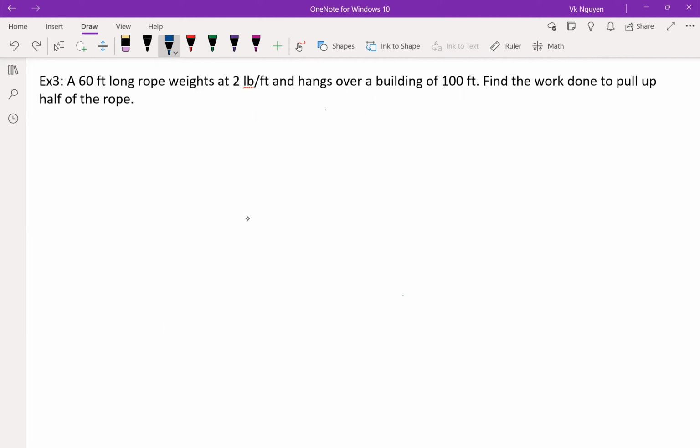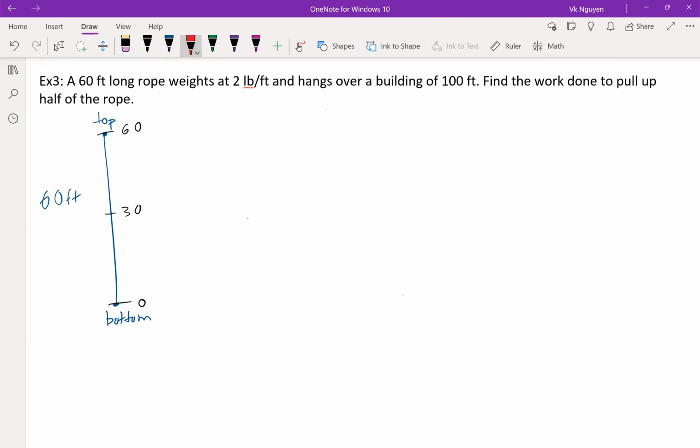Okay, let's take a look at the rope here. It's the top, and this would be the bottom. We know it's 60 feet long. We don't care about the ground because we're going to focus on the rope here. On the bottom of the rope, I'm going to let it be 0. Halfway is 30. Up top is 60.